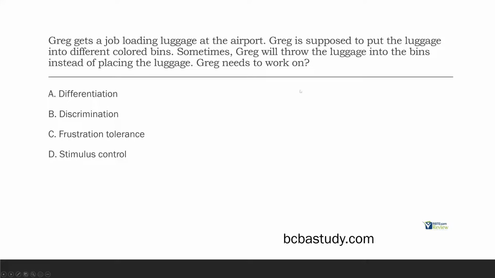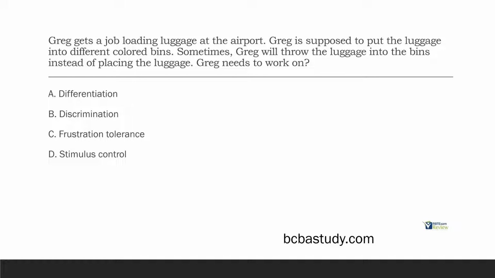Greg gets a job loading luggage at the airport. Greg is supposed to put the luggage into different colored bins. Sometimes Greg will throw the luggage into the bins instead of placing the luggage. Greg needs to work on what? Okay, we're looking at who? We're looking at Greg and what Greg needs to work on or improve upon.